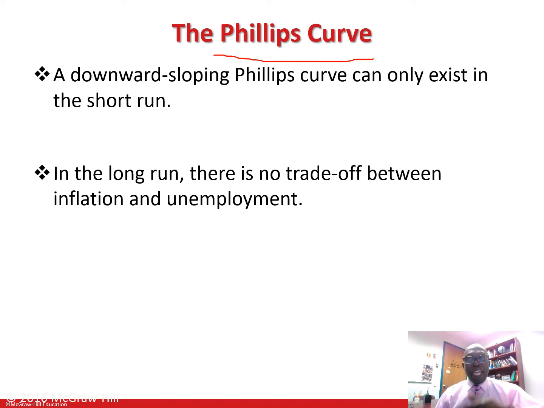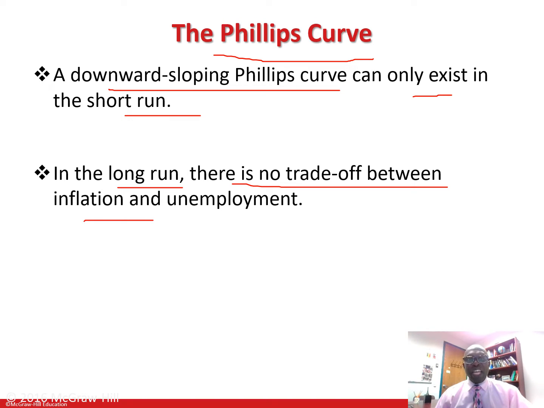In 1958, A. W. H. Phillips published a famous study documenting a negative correlation between unemployment and inflation in the United Kingdom from 1861 to 1957. The negative relationship between these two variables is known as the Phillips curve. Therefore, a downward sloping Phillips curve can only exist in the short run. In the long run, there is no trade-off between inflation and unemployment.